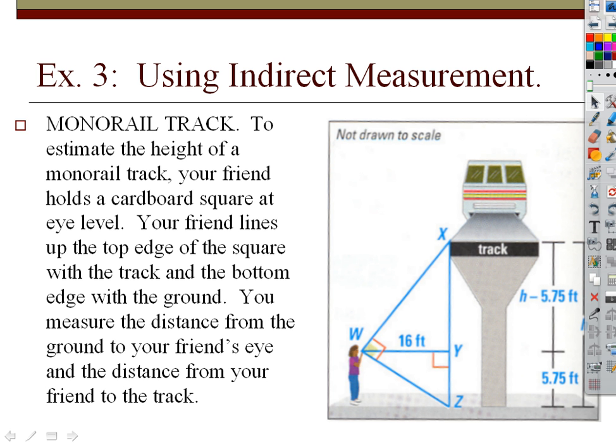Now, how about this? If you have something with a square edge on it, envelope, iPod, whatever, if you line that thing up and put it up to your eye, and then you just walk backward and forward until you can sight along one edge of that to the top of the track, and along the other perpendicular edge to the spot on the ground right below the track.